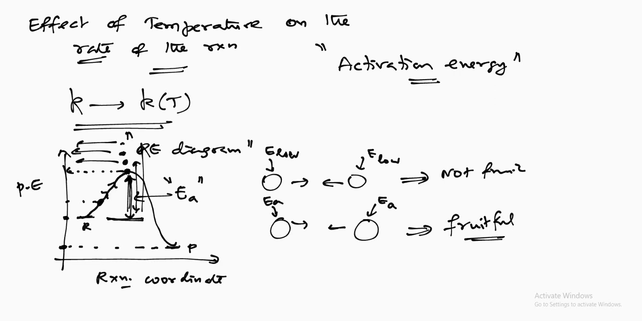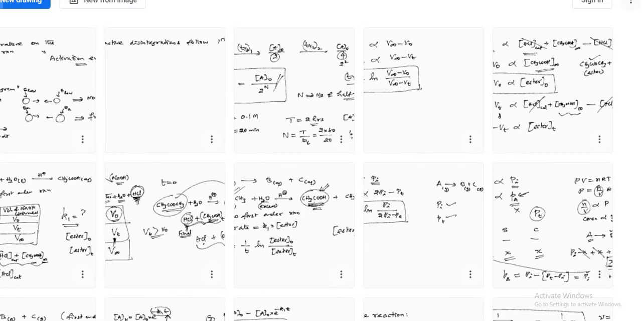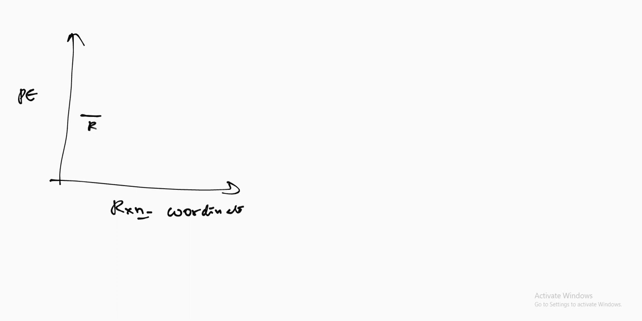Right now, let me go back again. I'll give the plot again. See what I'm doing. We are plotting potential energy on the y-axis and reaction coordinate on the x-axis. Students, observe carefully. This is the average energy of the reactant and this is the average energy of the product, and we have the potential energy diagram which appears like this.